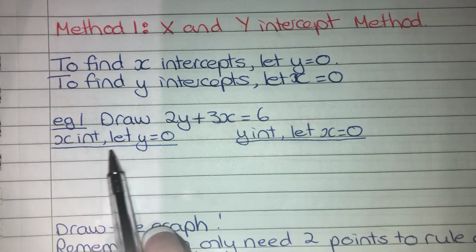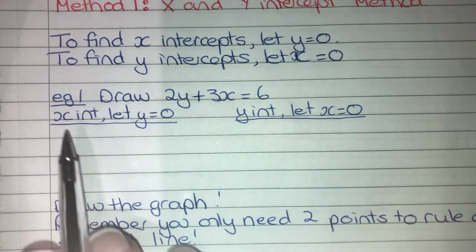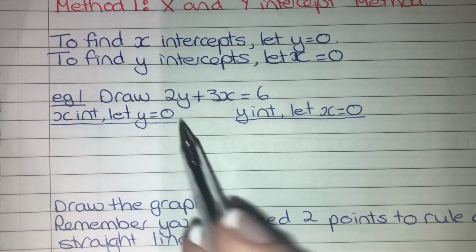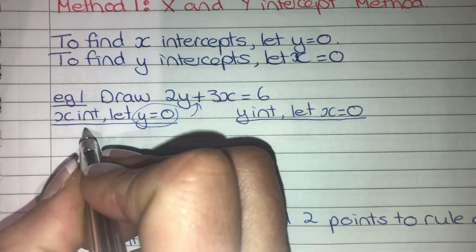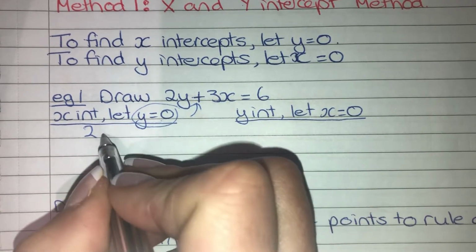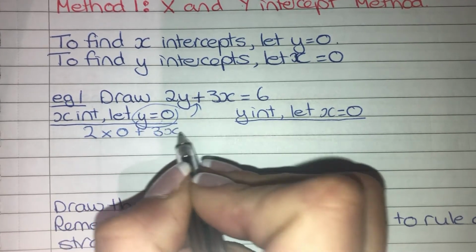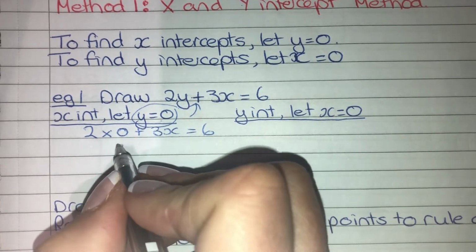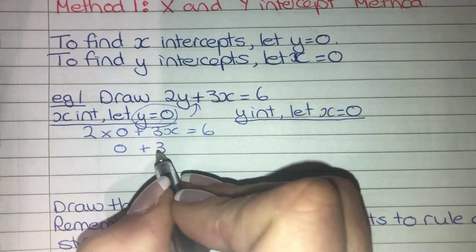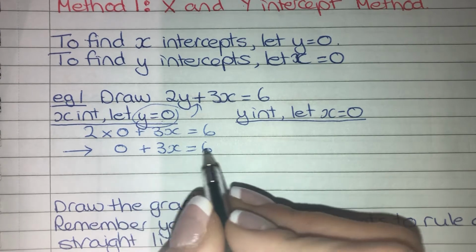It is a really good idea to do these headings, okay? You do not have to copy this. You just need to concentrate and watch me doing it. So for x-intercept, we let y equal 0. So here's our equation. Instead of writing y, we are going to write 0. So we're going to go 2 times 0 plus 3x is equal to 6. 2 zeros is just 0. I'm going to write that here, but you probably won't write that. You can go straight to 3x equals 6.